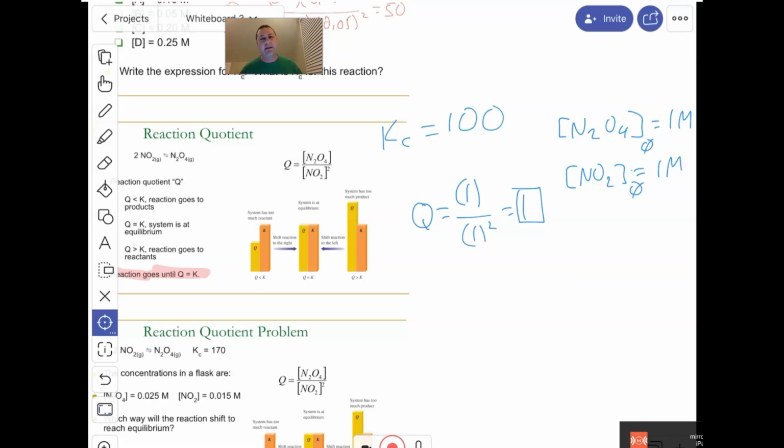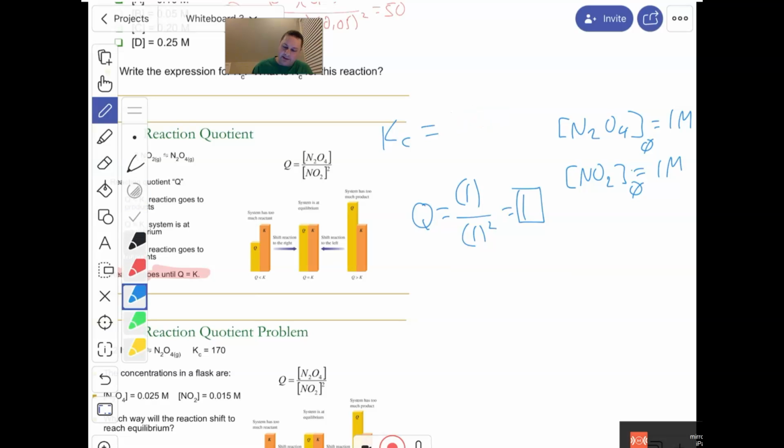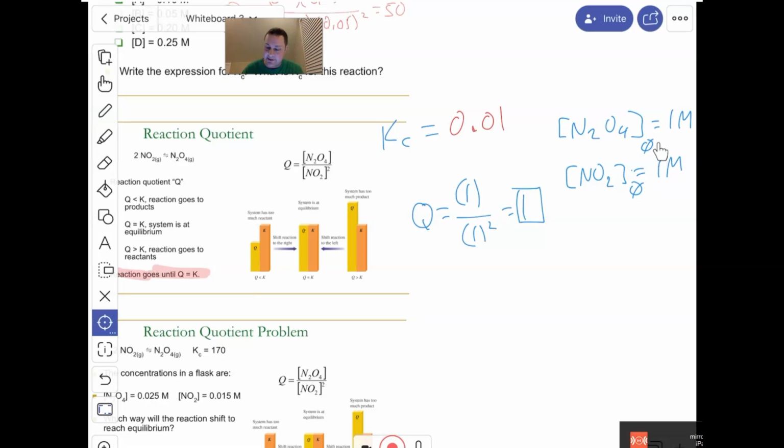The quotient and the equilibrium constant, I don't want to say they're exactly the same, but if you think, wow, these really look like they're the same thing, you're probably on the right track. Now let me just change this up. Let's say instead this Kc is not 100. Let's say instead this Kc is 0.01. Let's say I start again with the exact same concentrations. So at time 0, I start with 1 molar each. You plug them in, we get 1 divided by 1 squared. I get a reaction quotient at time 0 of 1.